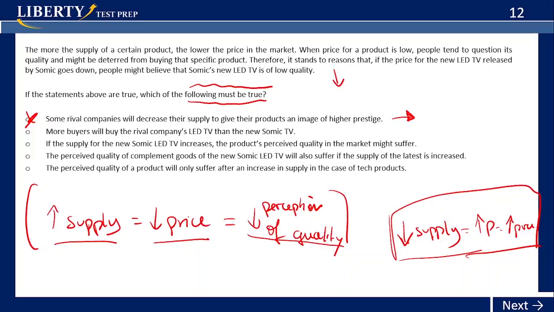Number 2: more buyers will buy the rival company's LED TV than the new Somic TV. Now they're talking about the number of buyers, more buyers, the quantity.